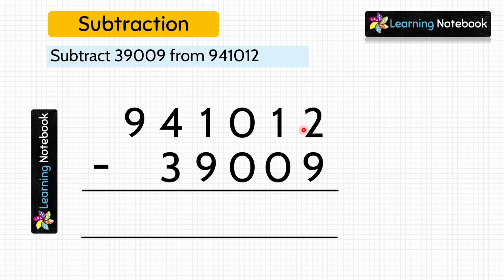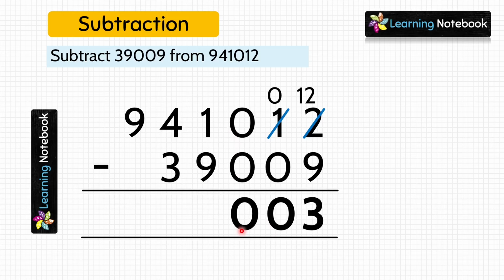But here 2 is weaker than 9. So 2 takes help of 1. So 1 becomes 0 and 2 becomes 12. Now 12 minus 9 equals 3. Next, 0 minus 0 equals 0. Next, 0 minus 0 again equals 0.